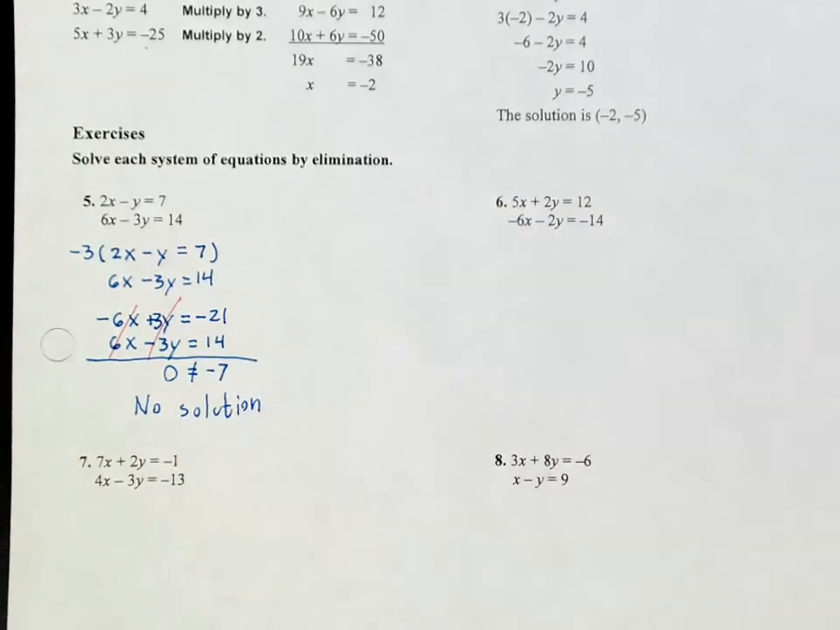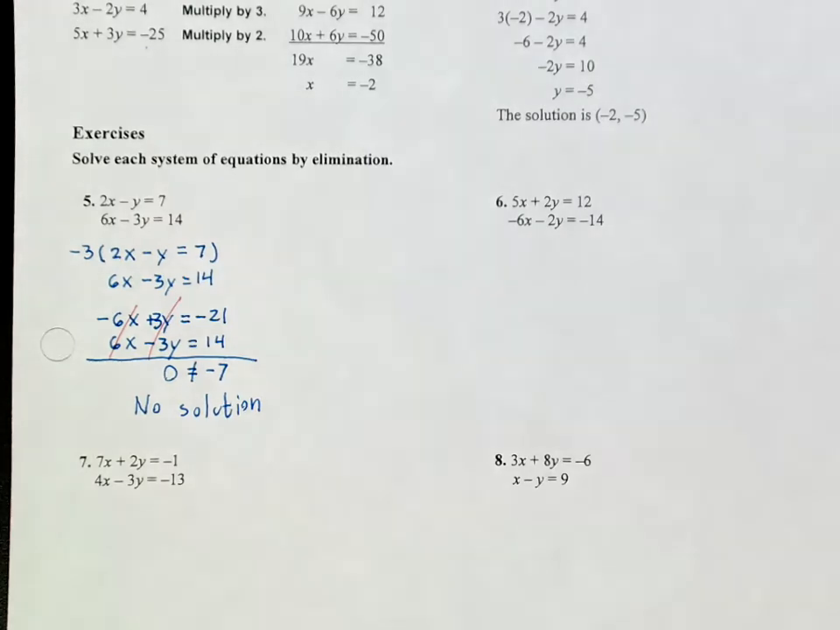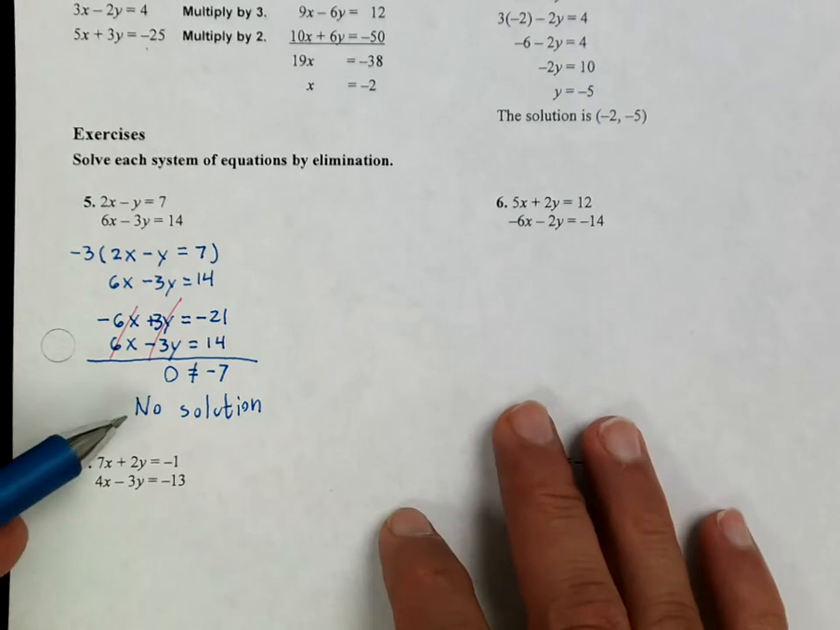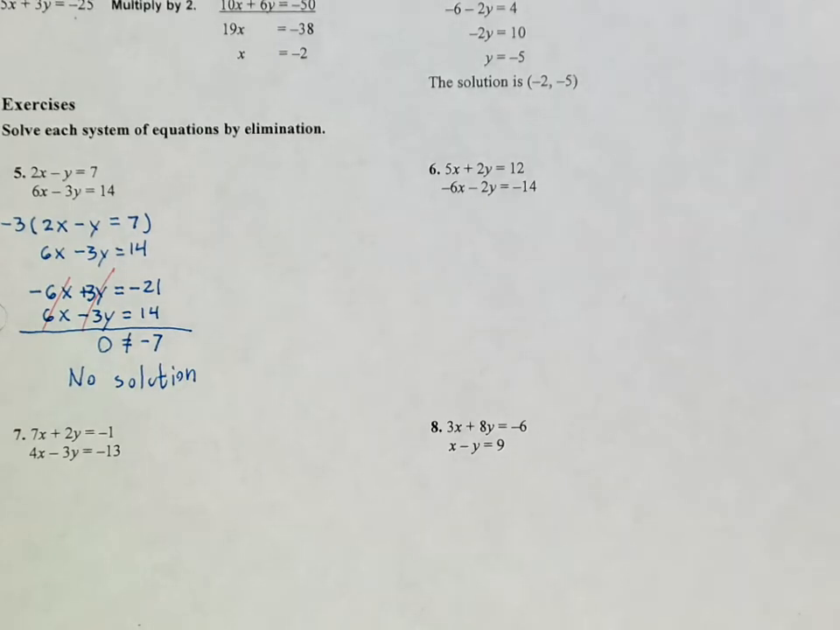Like we talked about previously, if you were to solve for y in each equation, you would see that you have basically the same slope on both. And if you have the same slope, that means you have two parallel lines, and two parallel lines will not intersect, and that's the reason you have no solution. Okay? So that was kind of a strange one to start with, but let's go on to number 6.